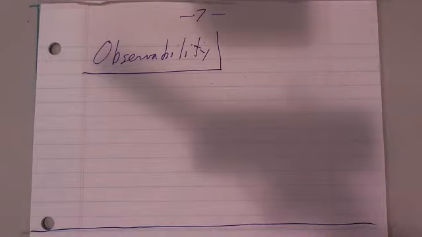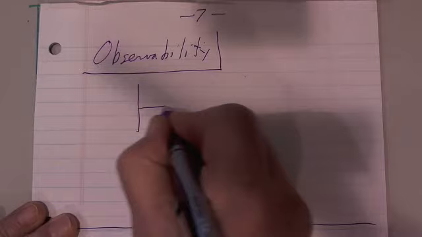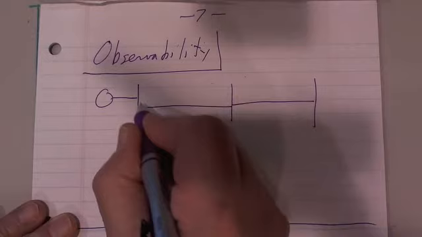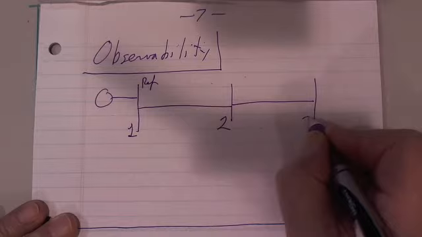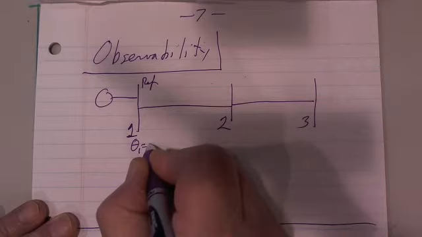I have a 3-bus system. It just has 2 lines. I have a generator here. This we will call the reference. This is bus 1. Here's bus 2. Here's bus 3. So this is 1, 2 and 3, we'll say that theta 1 equals 0 degrees.